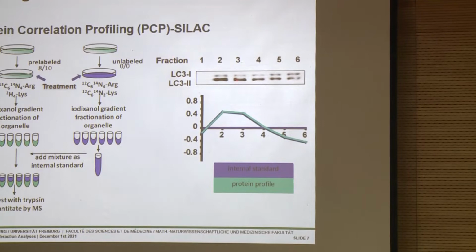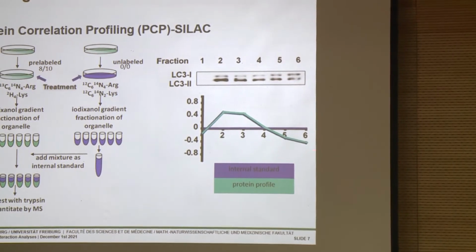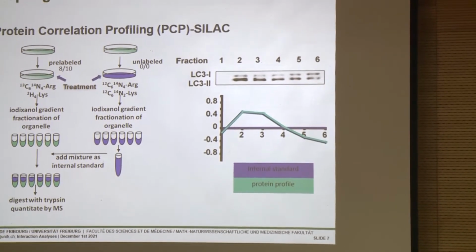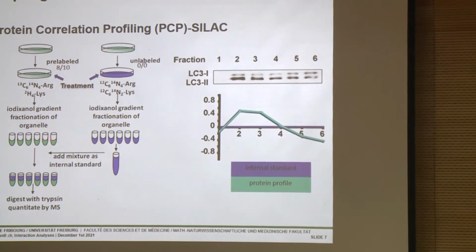So you do a Western blot, and then you see that autophagosomes peak in fraction 2 and 3, and then we have less distribution over the gradient, and there's basically nothing in fraction 1. So this would be the Western blot readout, and this is the mass spec readout, right?